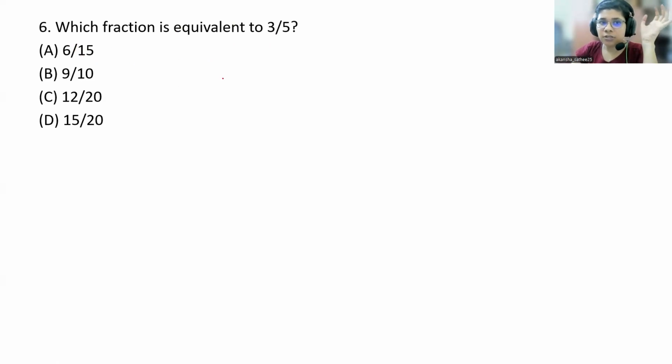So let me start with the first option, 6 upon 15. You can see that 6 and 15 both can be divided by 3, right? So if you divide 6 by 3, you will get 2. And if you divide 15 by 3, you will get 5. 2 by 5 is not equal to 3 by 5. So this is not the correct answer. Next is 9 by 10. Is there any number which divides 9 as well as 10? No.